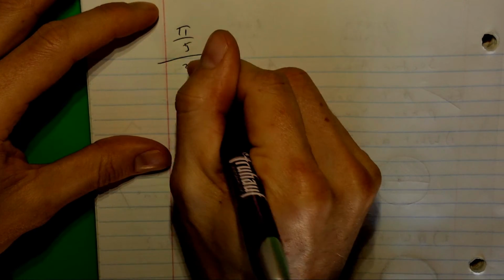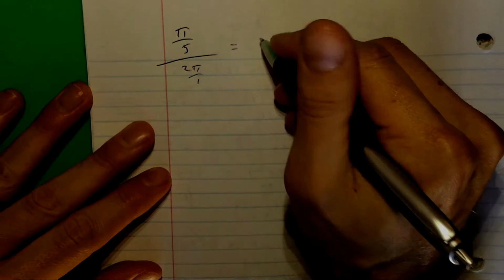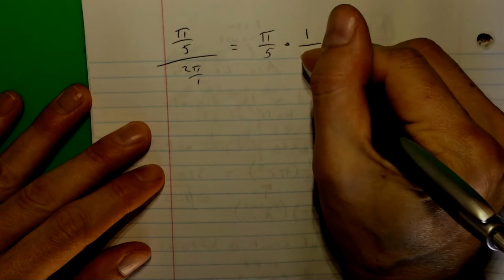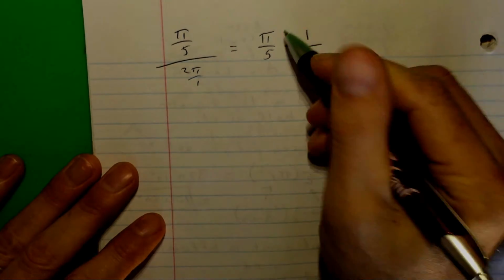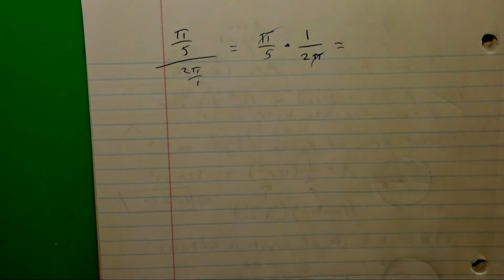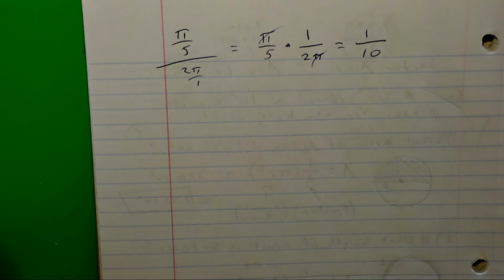How do I reduce a complicated fraction? Yeah, I'm going to take the bottom and flip it and multiply instead of divide. Like so. Now I can see that my pi's cancel, and I'm left with what fraction? 1/10. So each slice is 1/10 of the pizza. Okay, make sense? So how many slices are there?